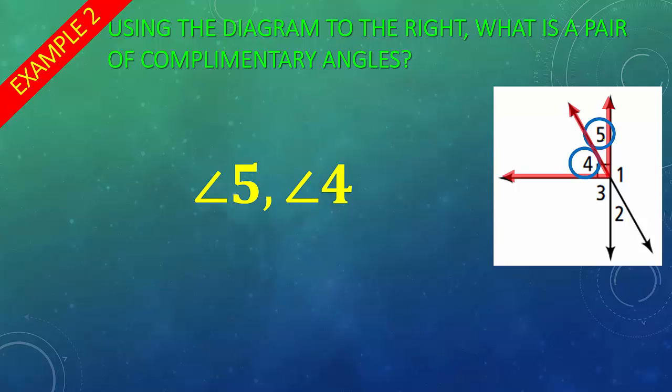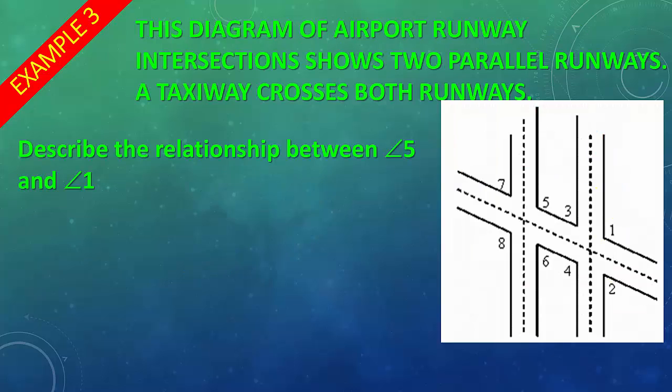Also, because angle 5 and angle 2 have the same measure, okay, and they're vertical angles, you also could say, if you really wanted to impress me, that angle 4 and angle 2 are complementary because those add up to 90. Because if 4 and 5 add up to 90 and 5 and 2 are the same thing, well, then 4 and 2 add up to 90 as well.